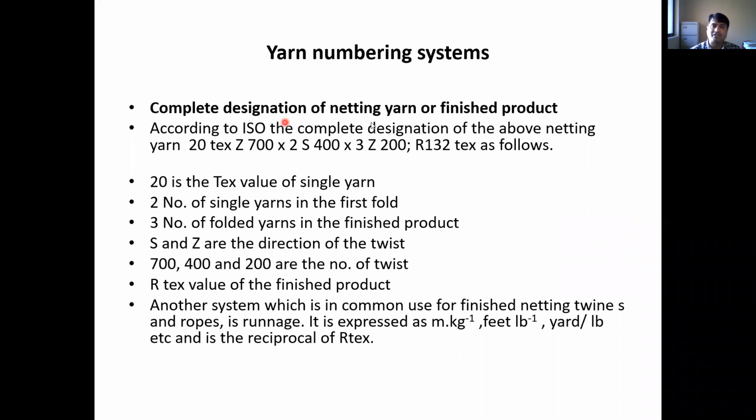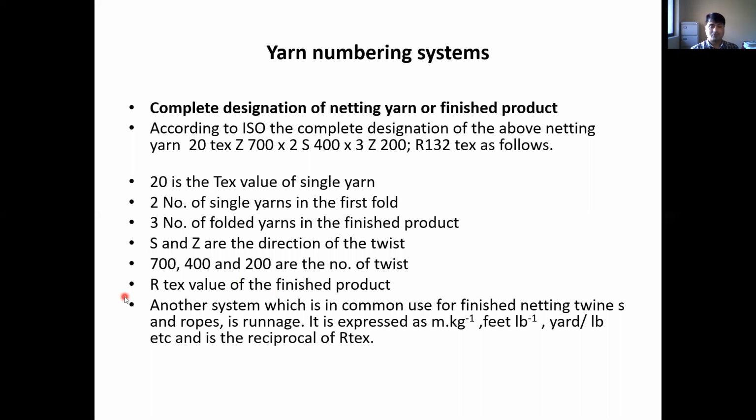So like that, complete designation of knitting yarn of the finished product, same thing. According to the ISO complete designation, this 20, same. So this explanation is this: 20 tex means 20 is the tex value of single yarn, 2 is the number of single yarn in the first fold, 3 is the number of folded yarn in the finished product, then S and Z are the direction of the twist, then 700, 400, 200 are the number of twist, R value of the tex value of the finished product.